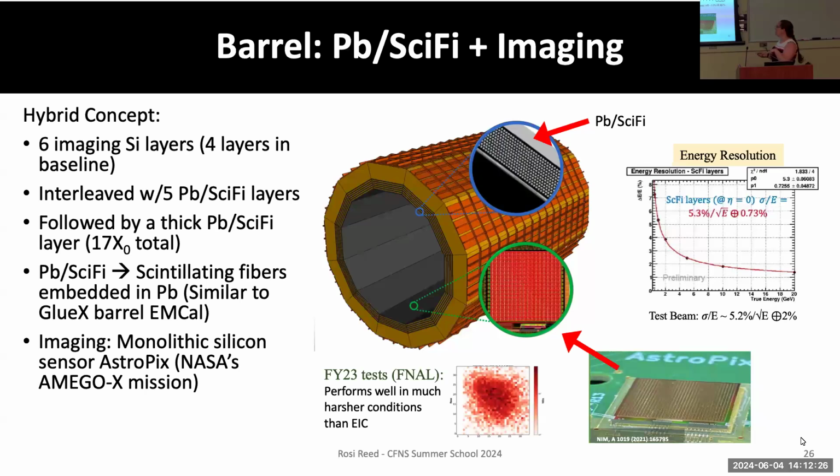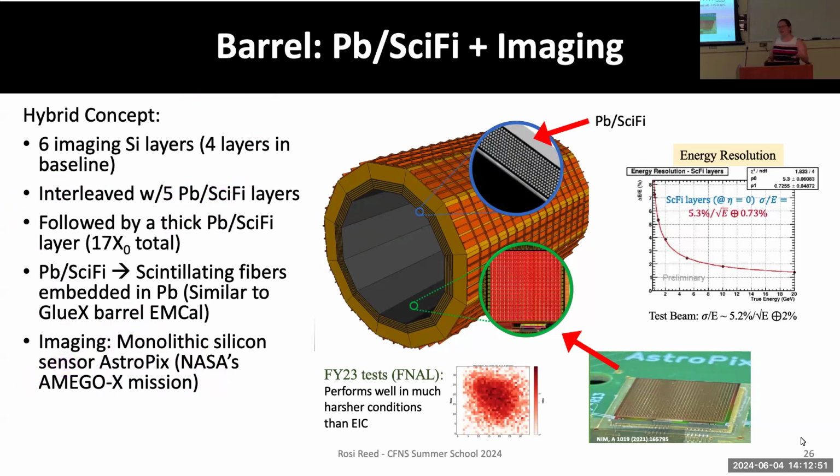And then you use these layers of lead to create the shower and the scintillating fiber to pull out the light. And then this is followed by a pretty thick lead and sci-fi layer at the inner region. This is going to be read out by these AstroPix, which I don't have time to discuss, but basically the point here is these were used for NASA's Omega X mission.